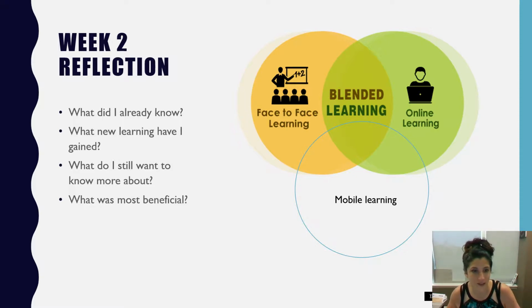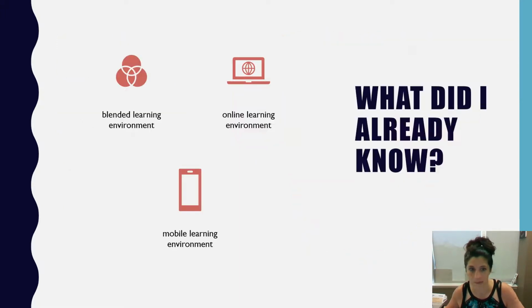Before I get into our usual 4 questions, I wanted to show this really simple graphic that I found depicting this Venn diagram of face-to-face learning and online learning. And I added this other overlap, mobile learning, because now this is how I sort of conceptualize my understanding of these 3 things that we learned about. So let's get right into that.